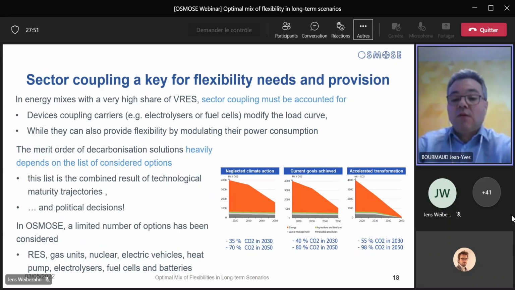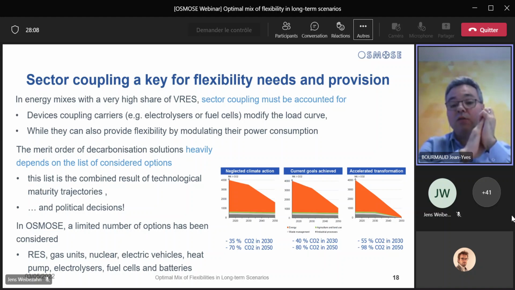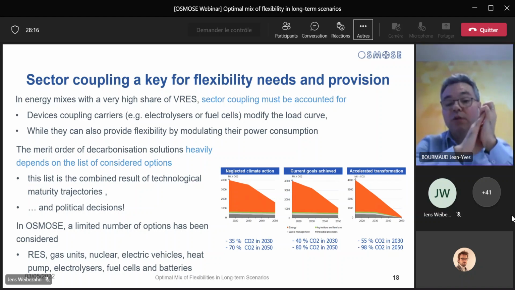In energy mixes with a very high share of variable renewable energy sources, it is absolutely essential to take into account sector coupling when assessing flexibility requirements and provision. Indeed, devices that couple different energy carriers, such as electrolyzers or fuel cells, as far as electricity and hydrogen are concerned, modify the load curve. And thus, they modify the flexibility requirements. But at the same time, they can also provide flexibility by modulating their power consumption and therefore their hydrogen output in this case.